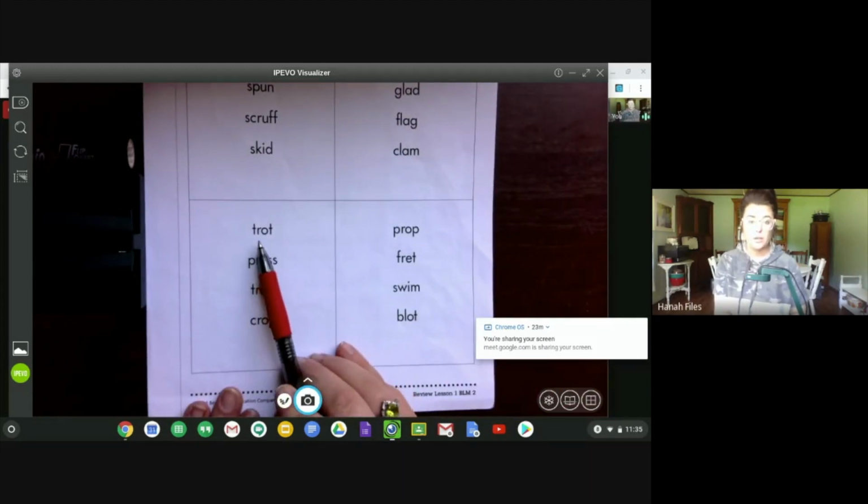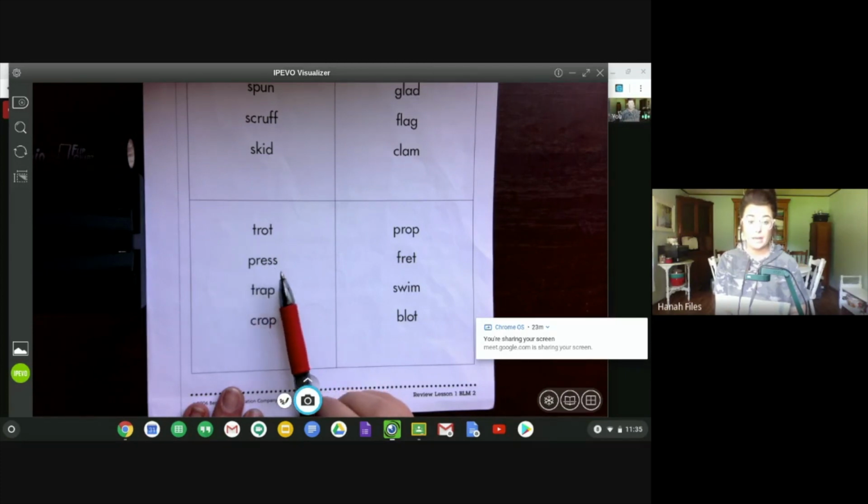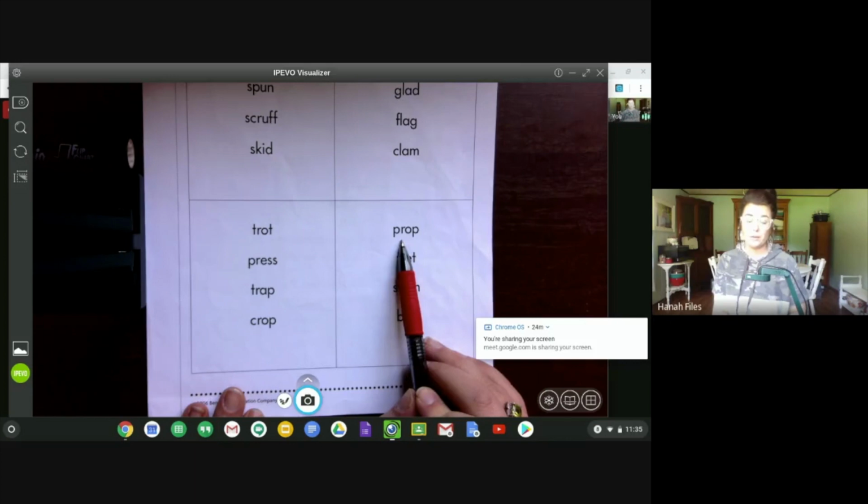We're looking at the words in this box. Trot. Sound it out with me. Press. Sound it out with me. Trap. Sound it out with me. Crop. Sound it out with me. Look at this word. Prop. Sound it out with me.